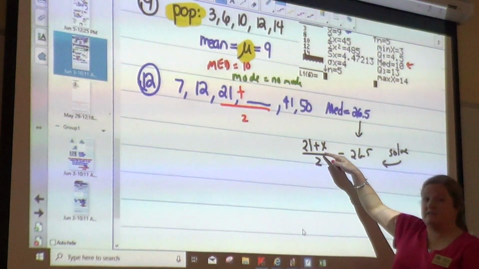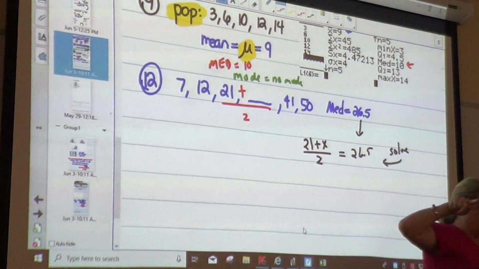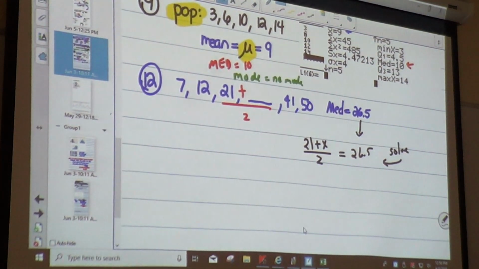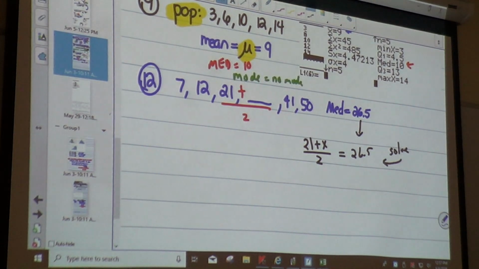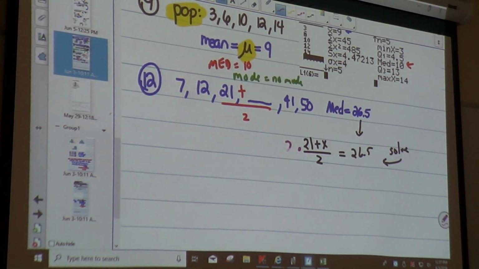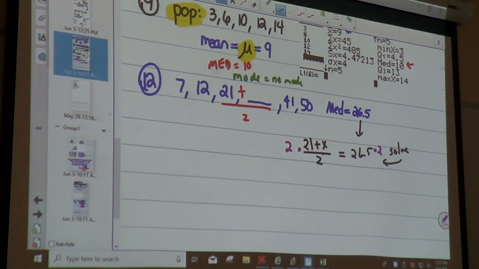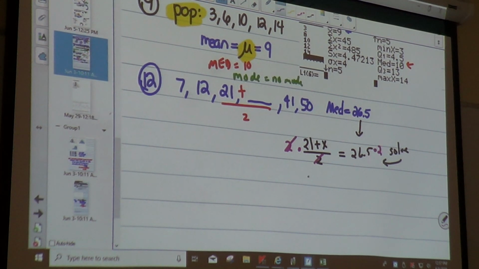How do you get rid of a divided by 2? Multiply by 2. So the first thing we do is we are going to multiply both sides by 2. Hussy gone. Now it's just me and my boyfriend.